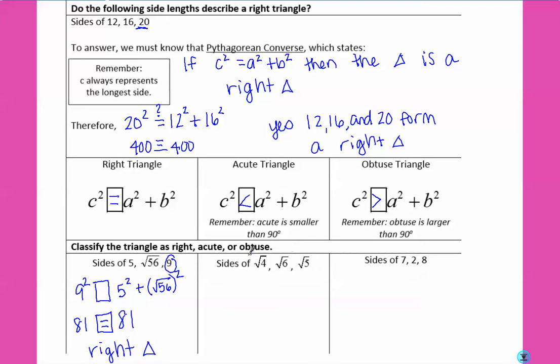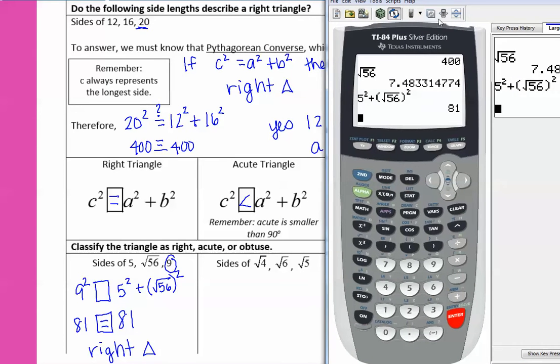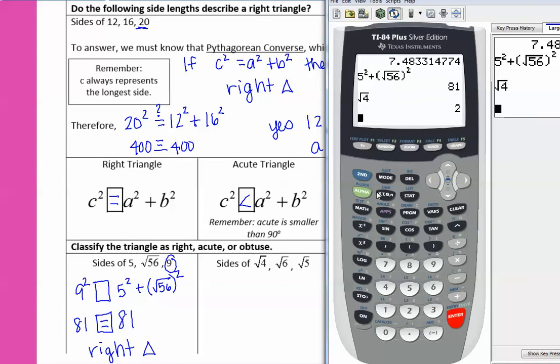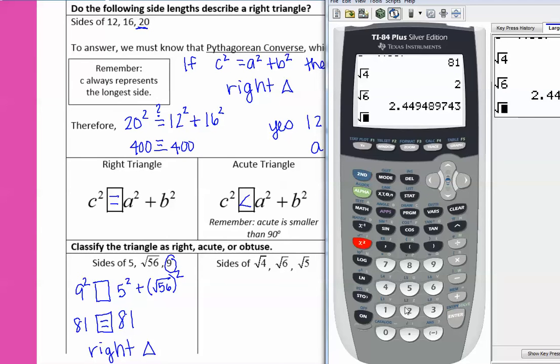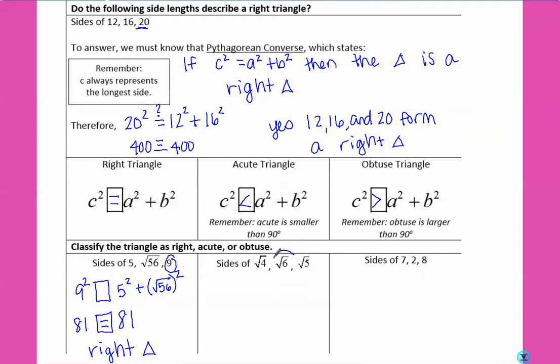Let's see which one of these, square root of 4, square root of 6, or square root of 5, is the largest. Square root of 4 gives us 2. Square root of 6 is 2.449, and the square root of 5 is 2.23. So the square root of 6 is our largest.